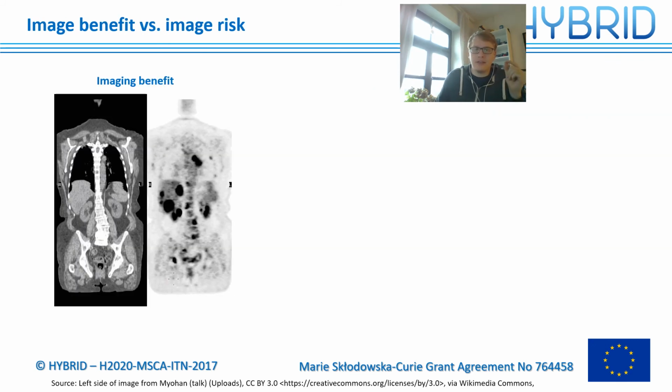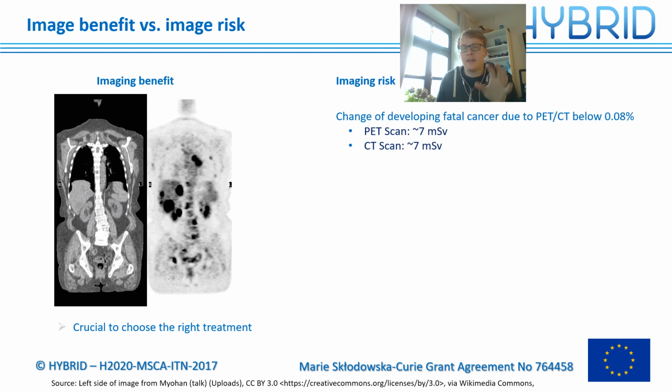So, let's discuss again the image benefit. If we have this image and this image, so this was the CT, this was the PET, this image here is really crucial for deciding what treatment to do. So here you can see that there are metastases in certain regions, and you cannot see that from the CT. You can see here there's a higher uptake, here's higher uptake, here's higher uptake, here's higher uptake. A lot of positions, even here in the bone marrow. So this is crucial. On the other hand, there is a risk involved with PET imaging.